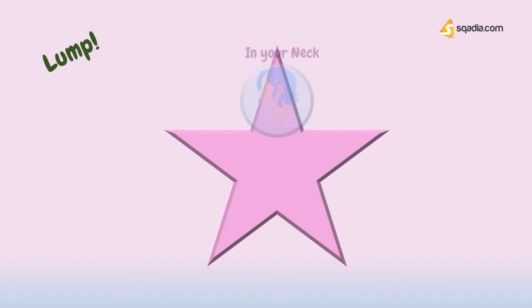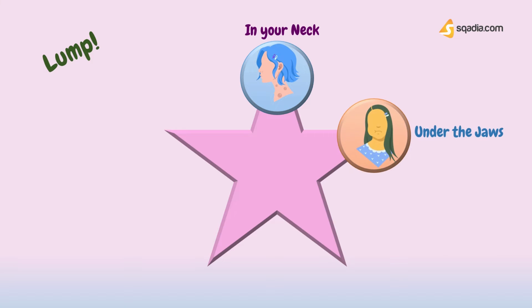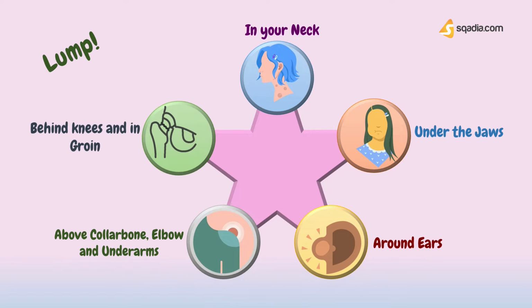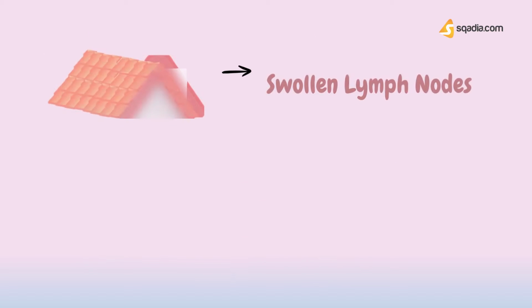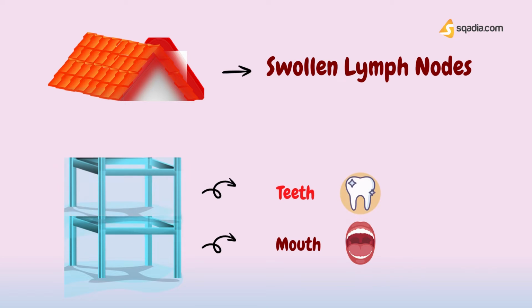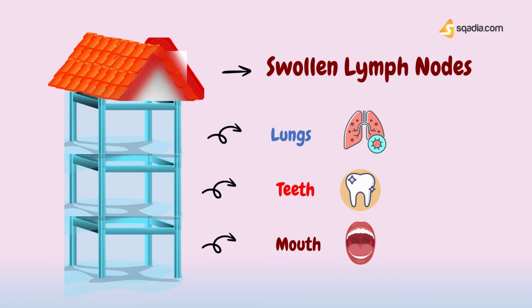If the swelling can be described as a lump and is located in your neck, under the jaws, around the ears, around the collarbone, elbows and underarms, behind the knees, and in the groin, the lump is likely a swollen lymph node. Swollen lymph nodes can occur because of injuries or diseases such as those affecting the mouth, teeth, and lungs.